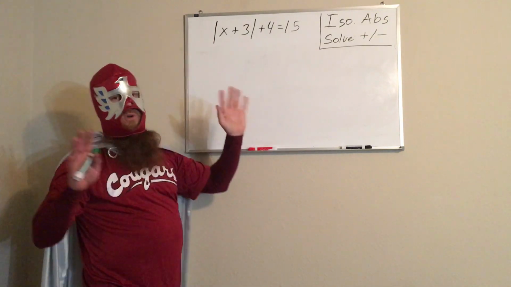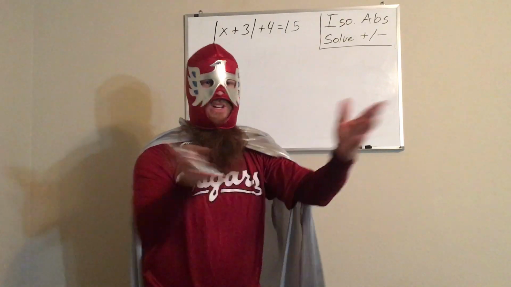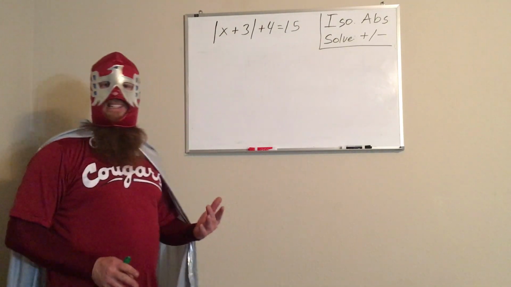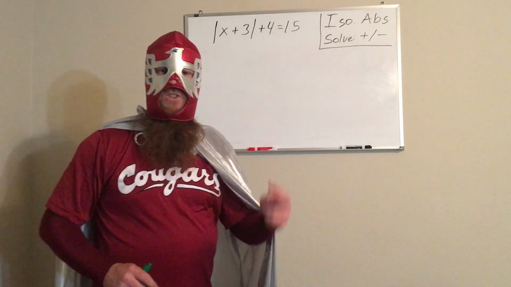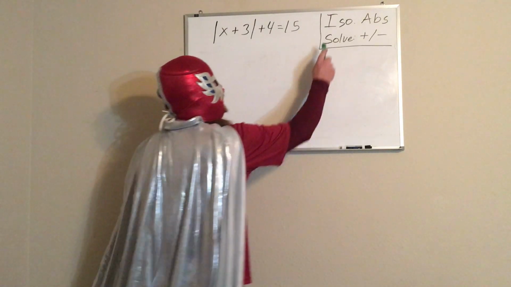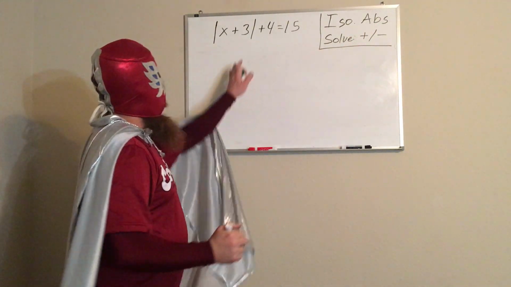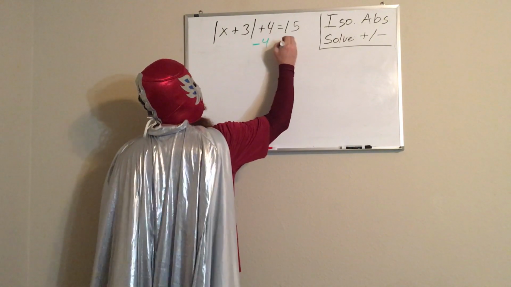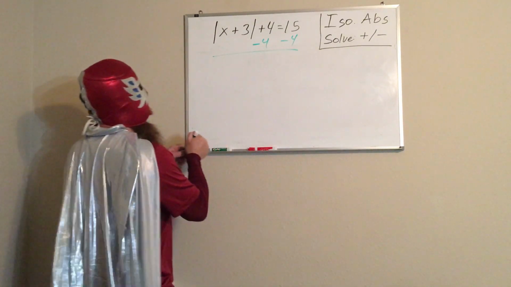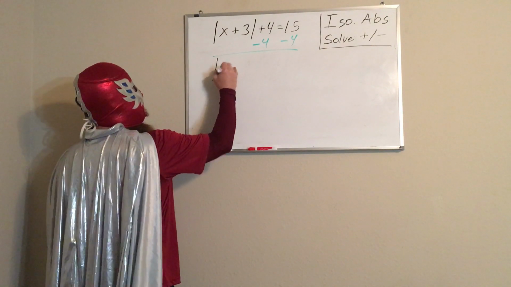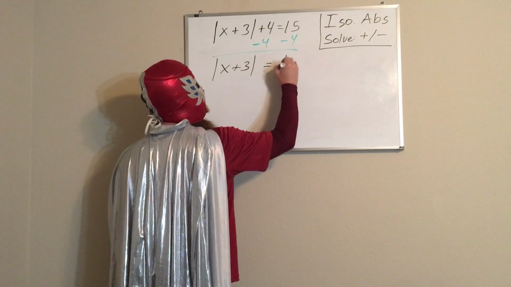Mr. Sargent taught you all about absolute values. Ooh, big whoop. It's always positive. Anyone can teach you that. But Lucha Cougar is here to teach you how to solve an absolute value equation. Two answers. You're going to start by isolating the absolute value. We can do this by subtracting 4 from both sides. When we subtract 4 from both sides, this leaves us with the absolute value of x plus 3 is equal to 11.